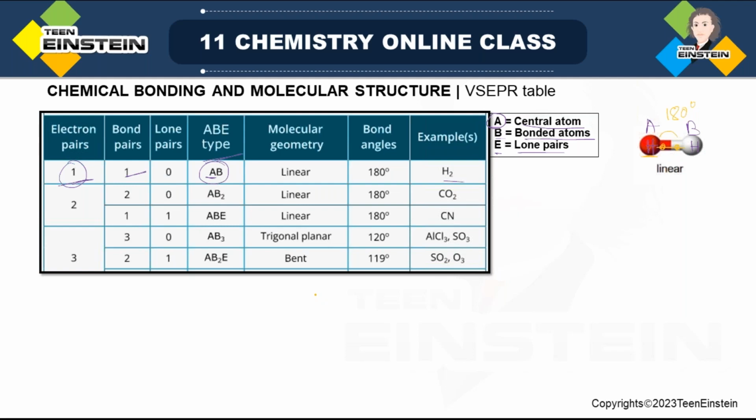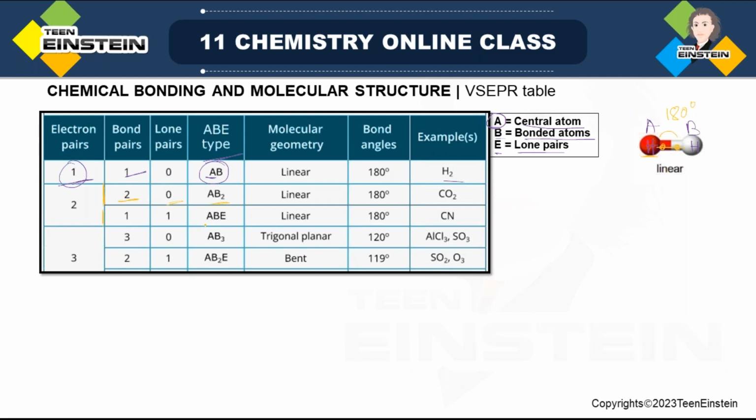Now the next possibility is obviously two electron pairs. Now when it is two electron pairs, there are two possibilities under this. So see, this is the first row, this is the second row. When both the electron pairs are treated as bond pairs and lone pair is 0, the type is AB2, then also it is linear.